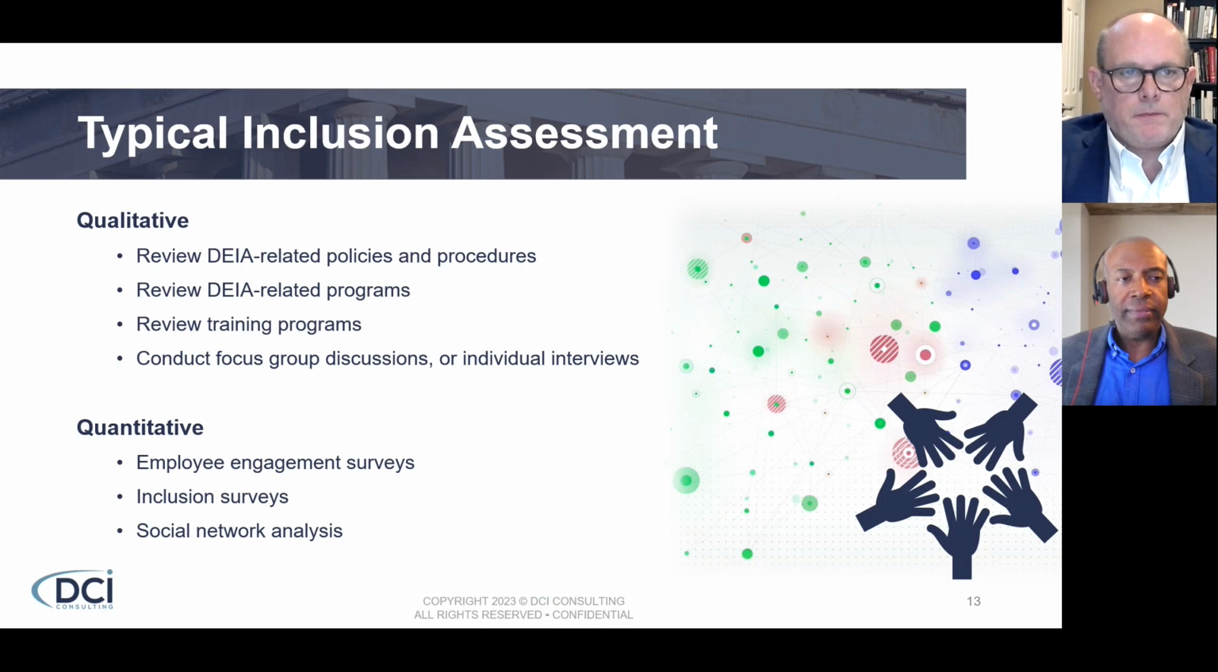So a typical inclusion assessment could involve a qualitative approach. For example, looking at the diversity, equity, inclusion, and accessibility related policies and procedures. These would be the policies and procedures in place at an organization. We could review their DEIA related programs that they're offering their employees, and certainly we could review their training programs and see what kind of training they're engaging in.